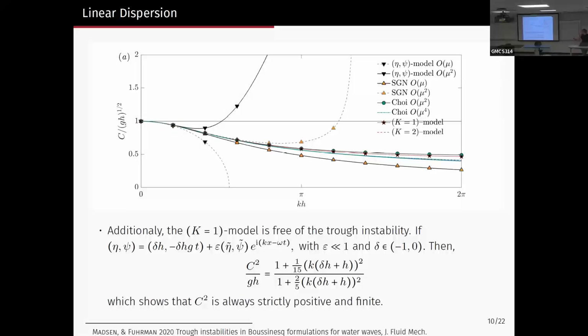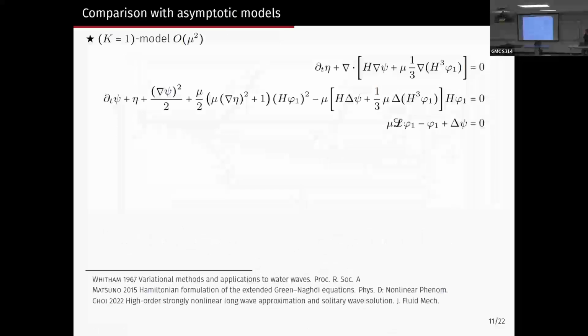And I also have to mention that we checked that the same happens for SGN and CHOI. So both SGN and CHOI are free of this instability. But there are other Boussinesq type models that are very popular and used that suffer from this instability, which is usually treated by smoothing or filtering.